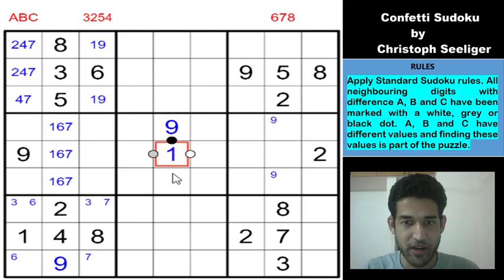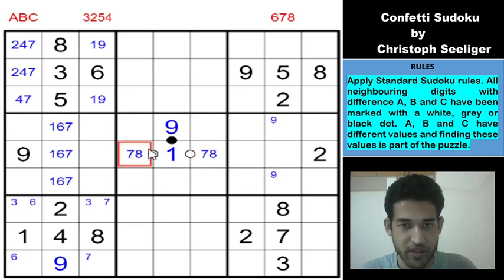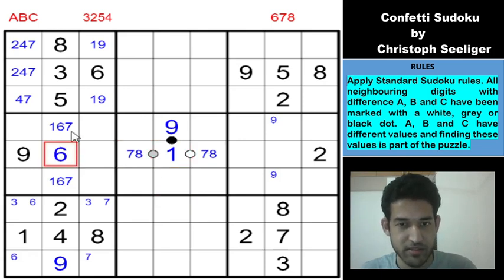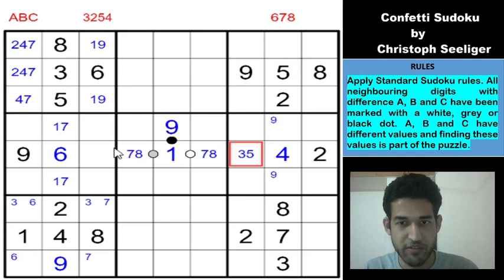So this must be a 1 now. And now the differences are 6 and 7, which means the digits are correspondingly 7 and 8, depending on whether this dot is 6 or this dot is 6. So we have 1, 7 pair here, which means this will be a 6, and remaining candidates must be 1 and 7. So 1, 2, 7, 8, 6, 9. So remaining possibilities are 3, 4, 5. This can't be 3 or 5. So this will be a 4. This will be a 3, 5 pair.